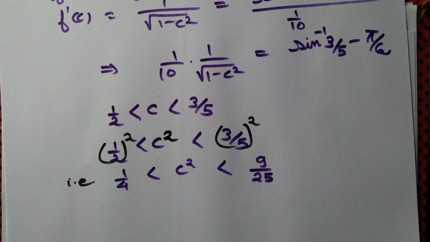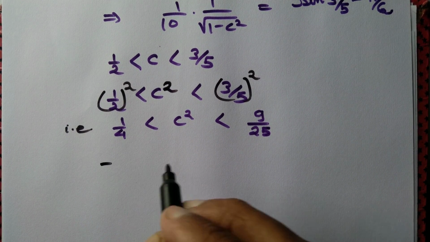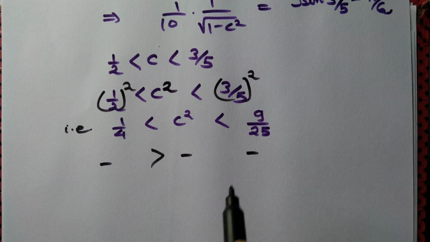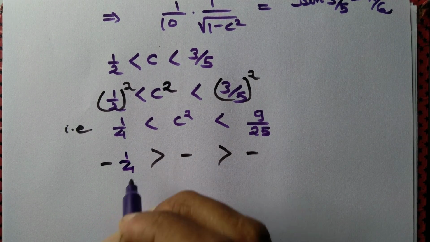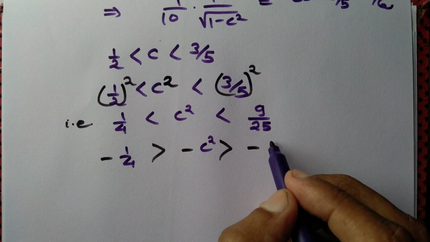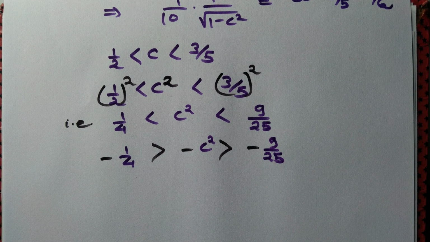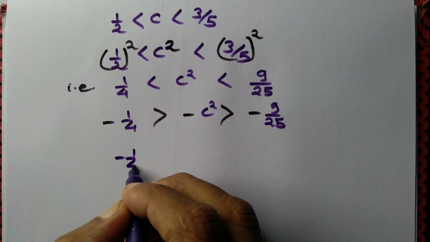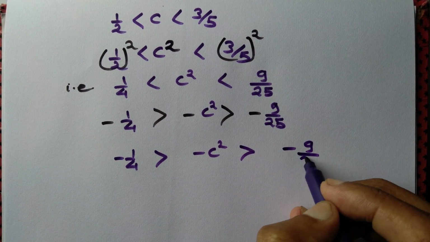Let's take negative throughout. When we take negative, the inequality reverses in the sign. So we get minus, minus, minus, and less than gets replaced by greater. 1 by 4 we copy as it is. What we did, we changed the sign and we did reverse the inequality. Okay, now let's add 1 throughout. So we got the inequality: minus 1/4 is greater than minus c square, which is greater than minus 9 by 25.